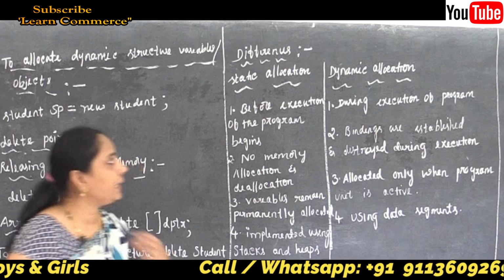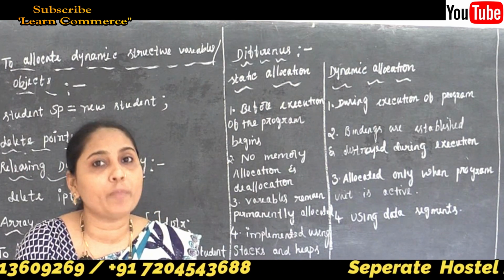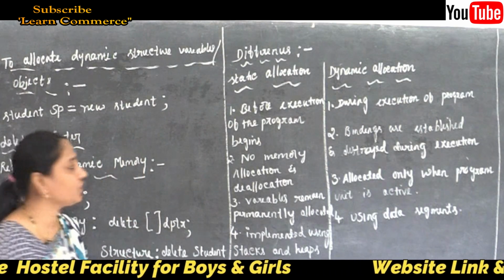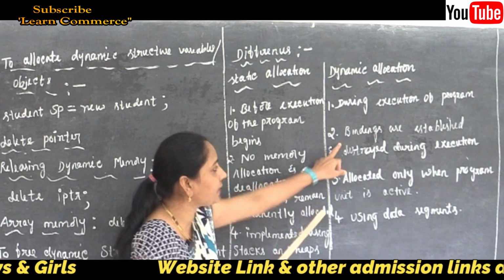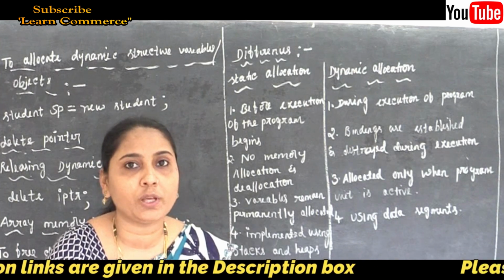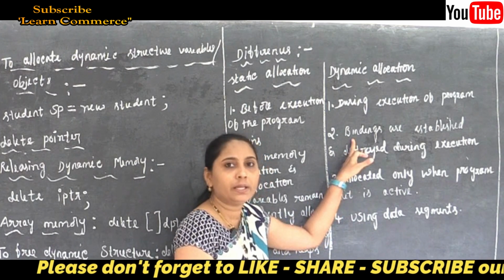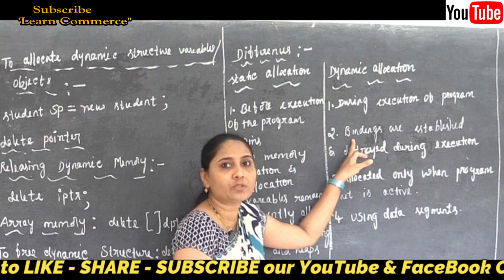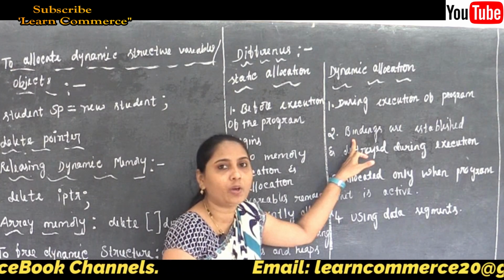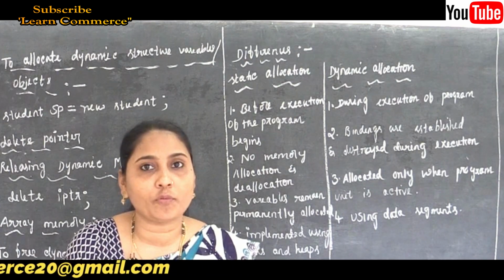Now in our dynamic allocation of memory, the memory bindings are established and also destroyed during the execution of the program. How are the memory bindings established? If you want to increase memory, we use the new operator, and that is called adding. What's the meaning of binding? The meaning of binding is just the addition of the memory.